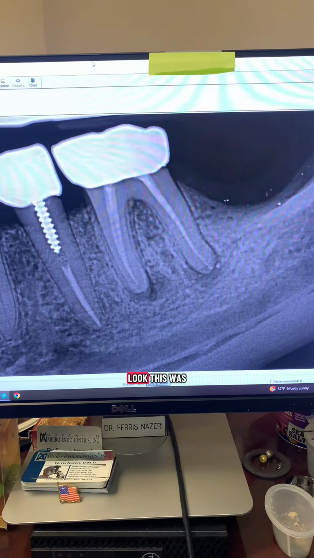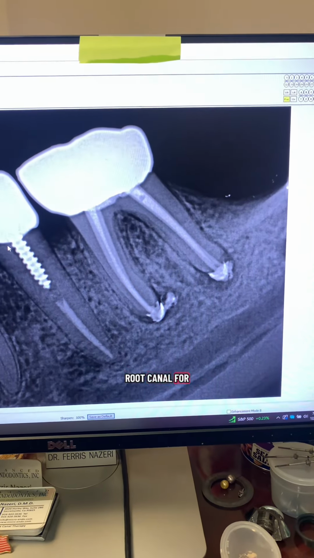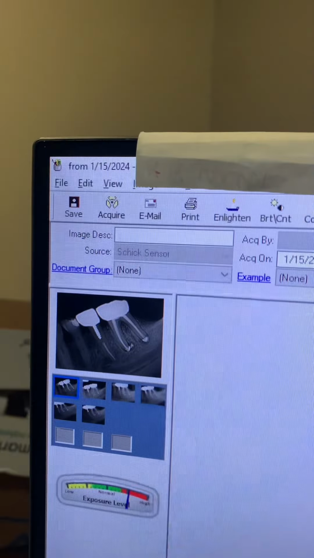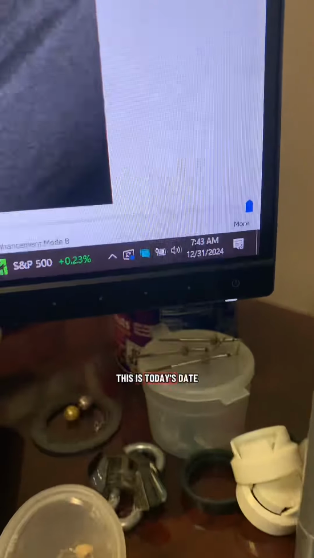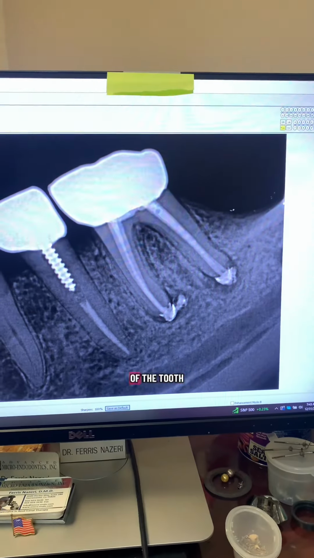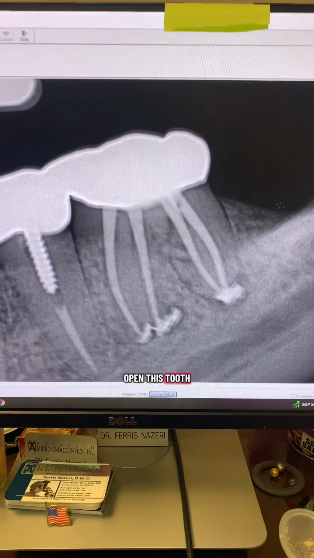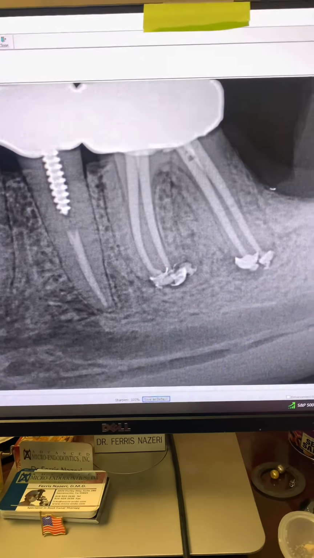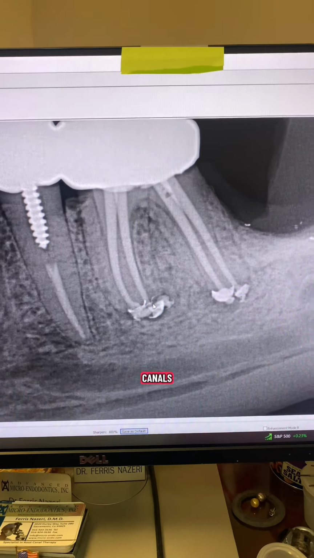So take a look. This was immediately after we redid the root canal for this patient in one appointment. And again, here's the date, as you can see, a year ago. This is today's date. Now take a look. Let me show you multiple angulation PAs of the tooth. Okay. We just opened this tooth up and look at all of this anatomy. Four completely separate canals.